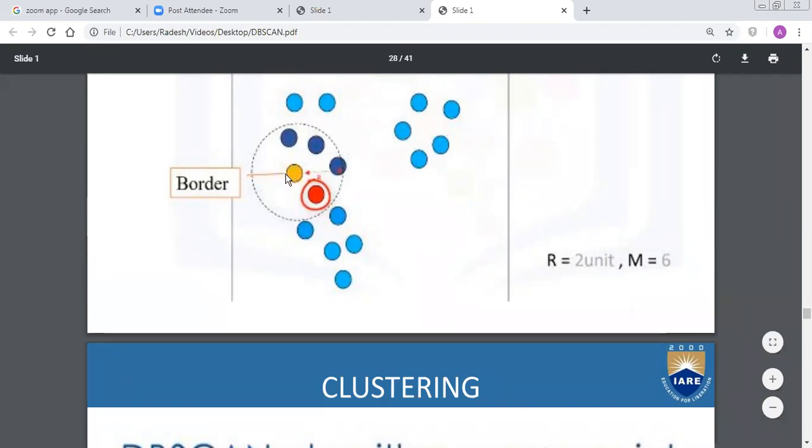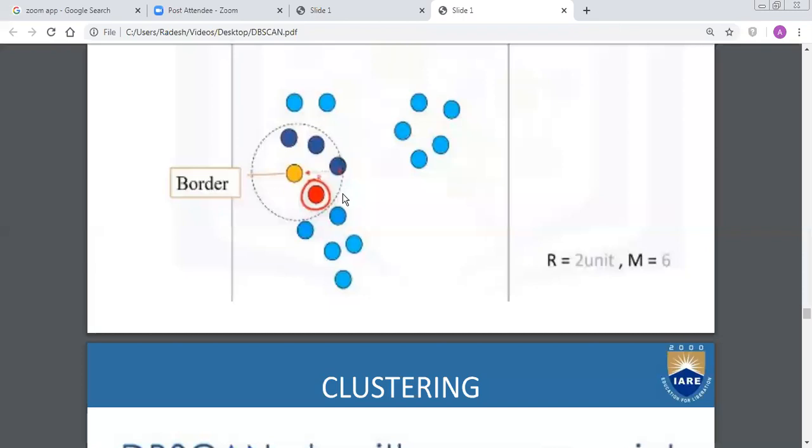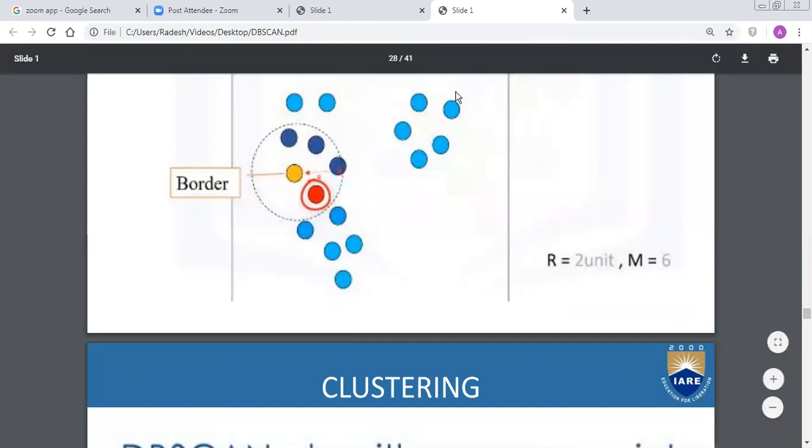I have selected this particular point, taken the radius of 2 units, and encircled it. Once I have encircled it, what is the number of points I am getting and what is the criterion? The criterion mentioned here is M equal to 6, and I could come across only 5 points in this particular region. As it is not meeting the criterion, this point will not become a core point; it is a border point, and I am representing it in yellow color. Hope you have understood this. Why have I made this a border point?